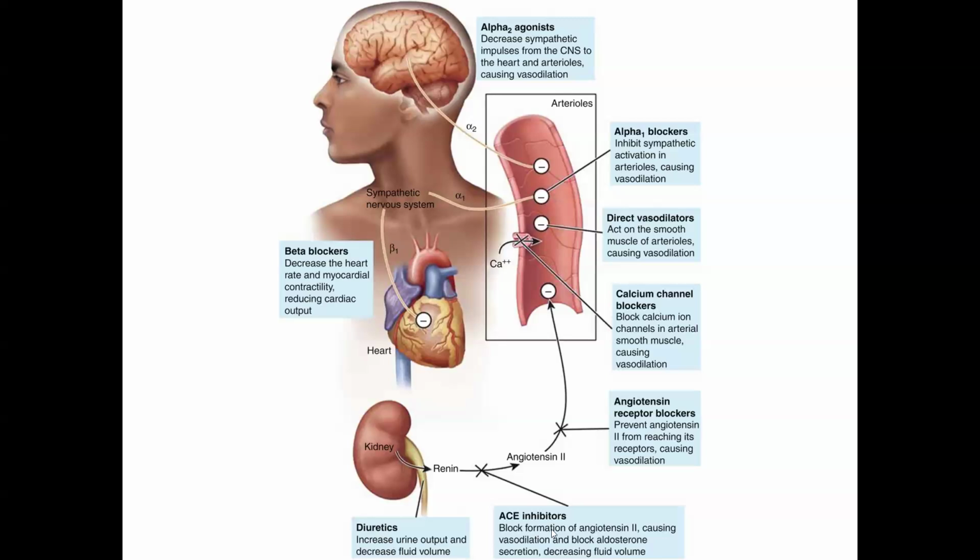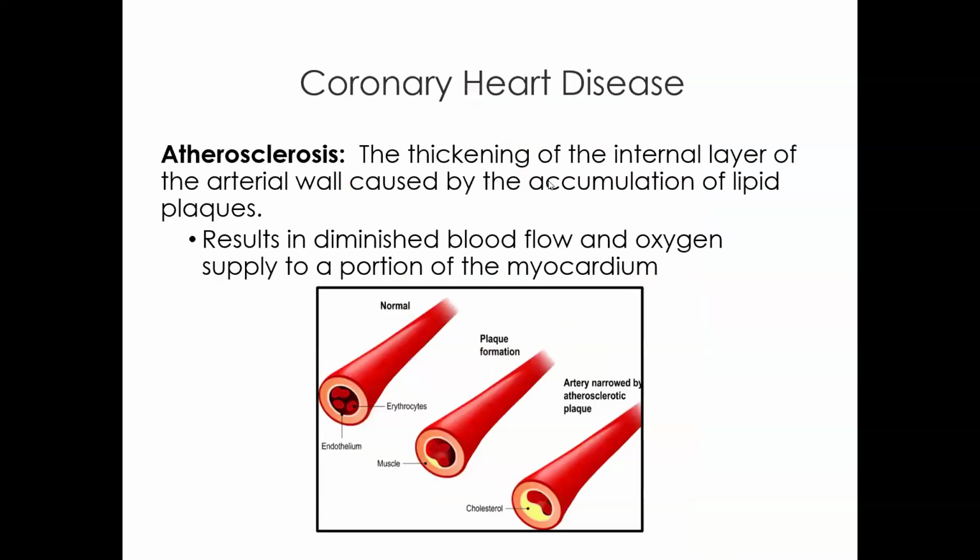ACE inhibitors block formation of angiotensin 2, causing vasodilation, so your vessels get larger, and block aldosterone secretion, decreasing fluid volume. So that's a function of the ACE inhibitor, angiotensin receptor blocker or an ARB, calcium channel blocker or CCB, direct vasodilators, alpha-1 blockers, beta blockers, alpha-2 agonists. We'll revisit this when we talk about the different drugs, but just read through and keep this slide in mind, and it will help you summarize the different medications. This is all medications that do different things to treat high blood pressure.